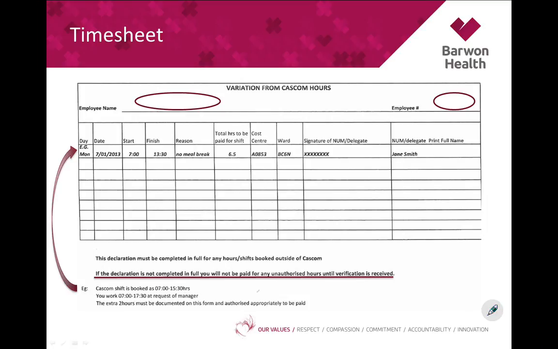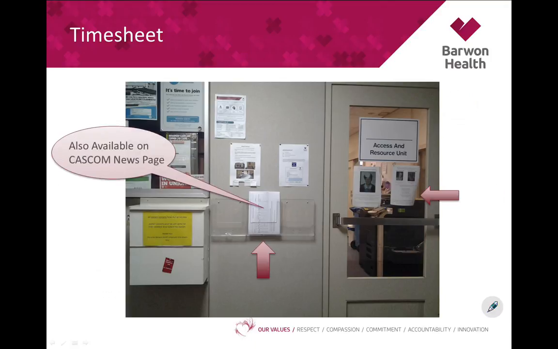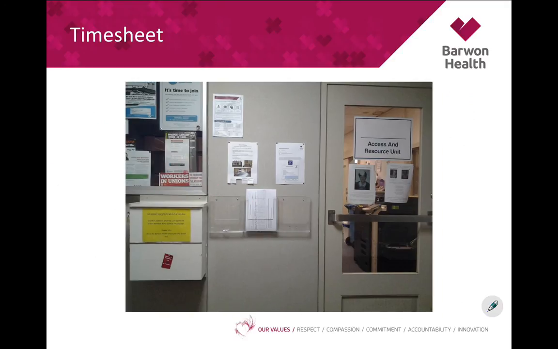The variation forms are available from outside the Central Resource Unit in this box here, or alternatively they're available on the CASCOM news page to print off. Lastly, you need to submit your timesheet. If you're working your last shift at the University Hospital Geelong, you pop it into the timesheet box, which is on the locked timesheet box outside the Central Resource Unit. Or alternatively, if your last shift is at McKellar Centre, there's a locked box outside DeForest House.